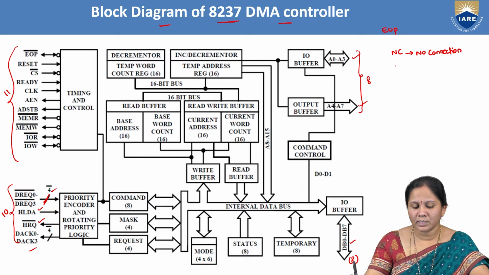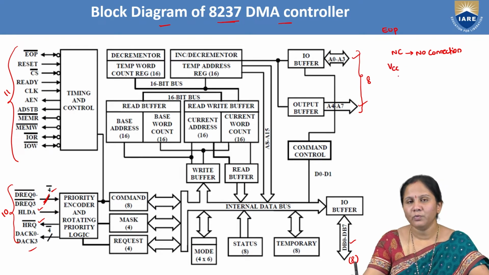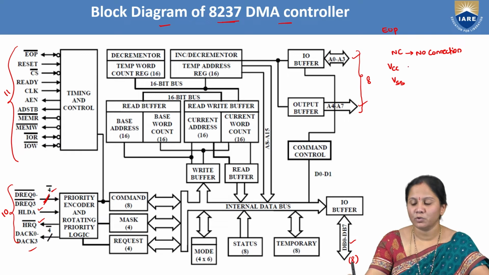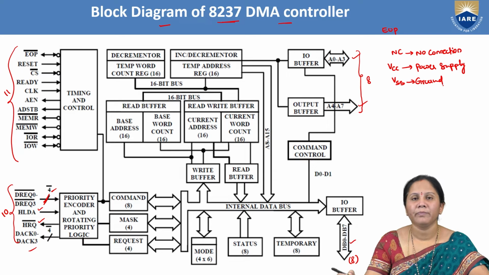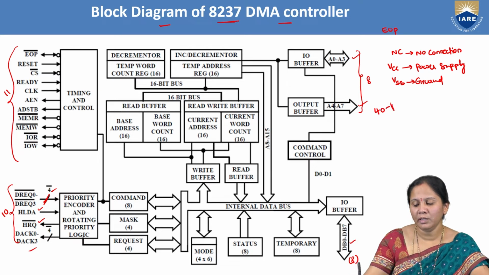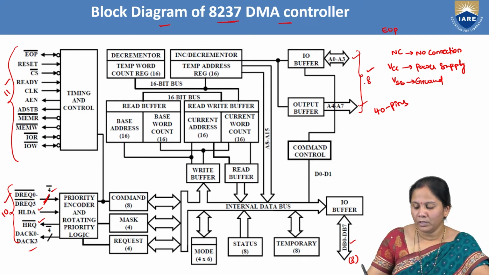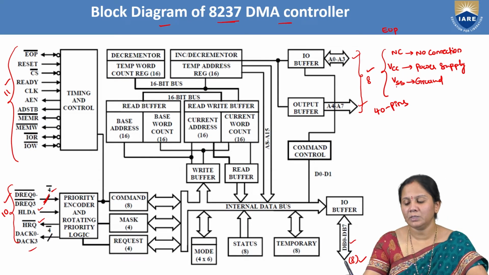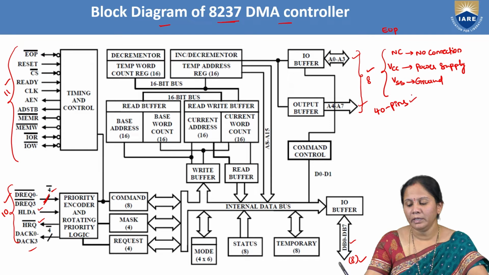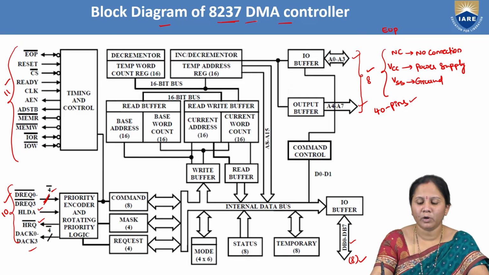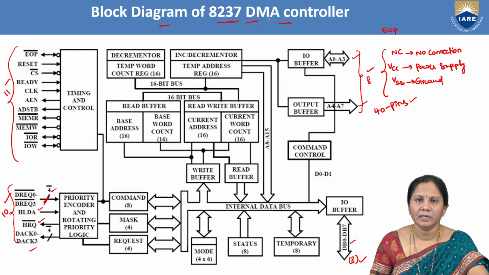Another two signals we have are VCC and VSS. This VCC represents power supply and this VSS represents ground. So totally, all these are the 40 pins. All the pins are represented here, but only some pins are not visible here. If you include these pins internally, totally 40 pins are there in the block diagram of this 8237 DMA controller.